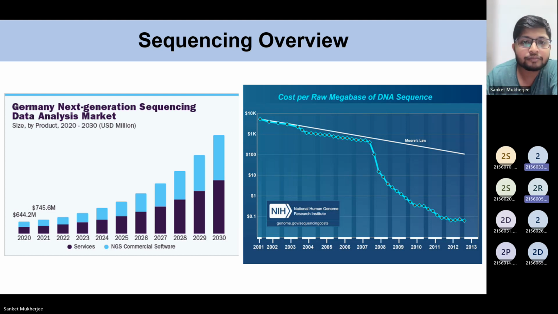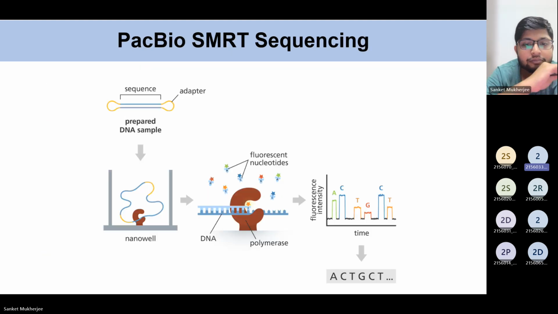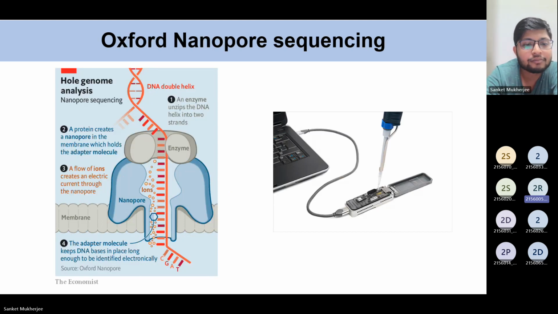Sir, can you please go to the slide of the PacBio SMRT sequencing once? Sorry, the next slide, Oxford Nanopore. Right, so in this system, this adapter molecule is the protein itself, which keeps the DNA bases in place. They maintain the linearity and flow of the DNA bases so that we can detect the electronic signals.